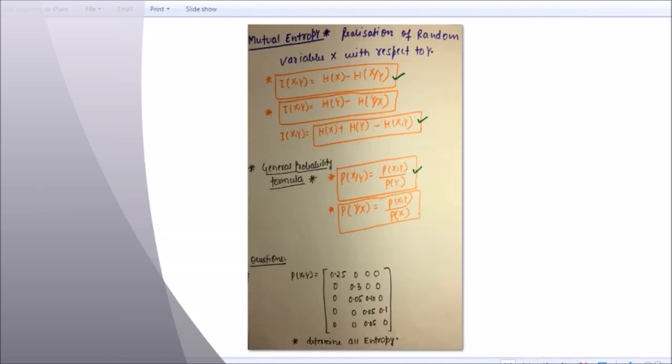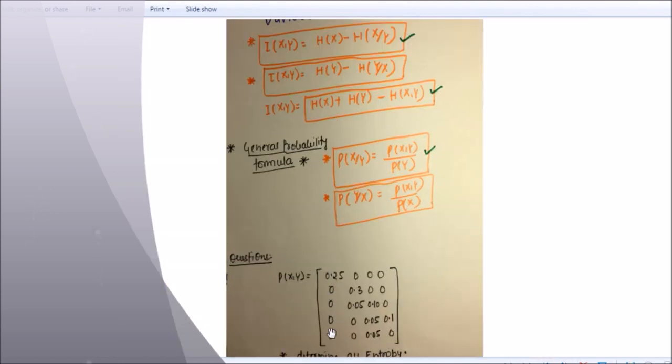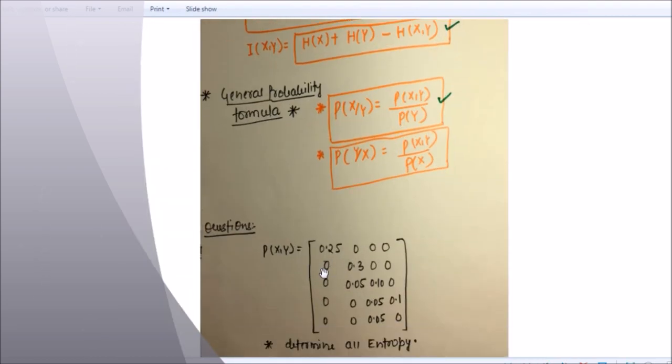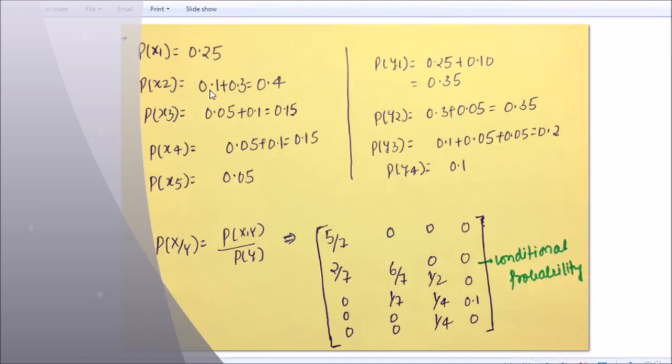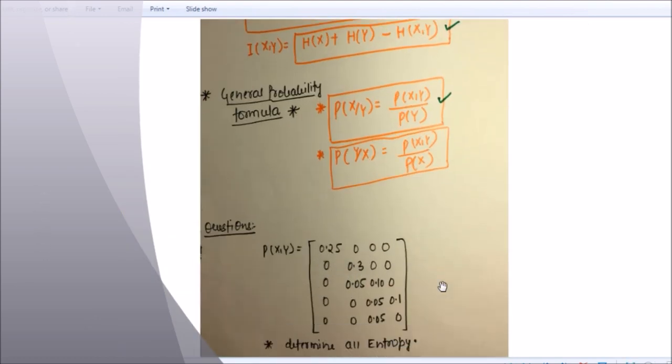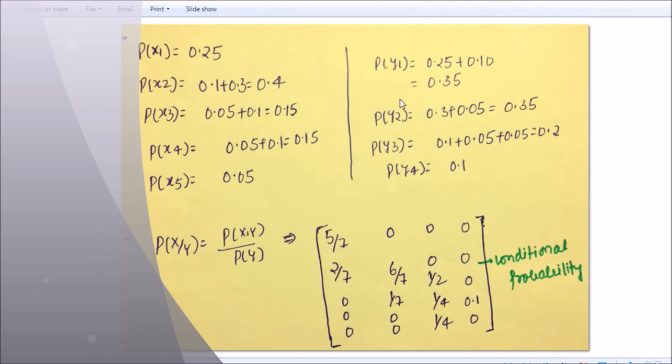Let's see here the proof. After adding, what will I get? Y1 is equal to 0.35. Sorry, by mistake here, this is 0.1. I have not written 0.1, I have written 0. I'm extremely sorry for that. Here it is 0.1, everyone write 0.1, because see here also PX2 is equal to 0.1 plus 0.3 is equal to 0.4. So PY1, PY2, PY3 and PY4.